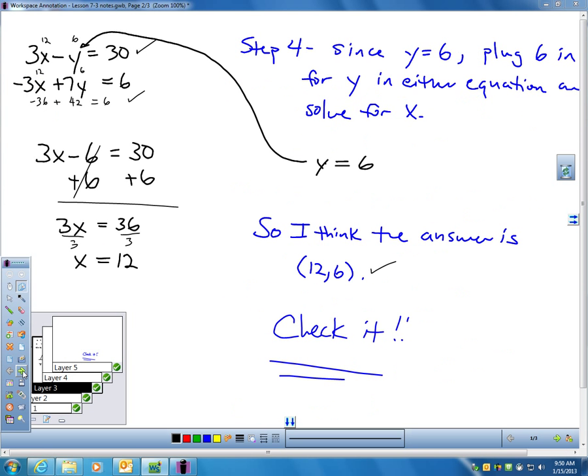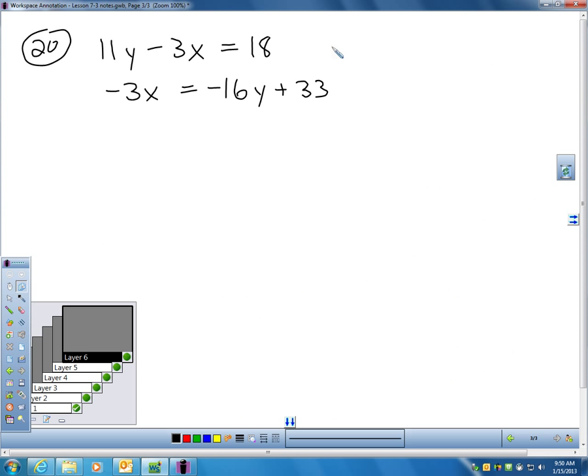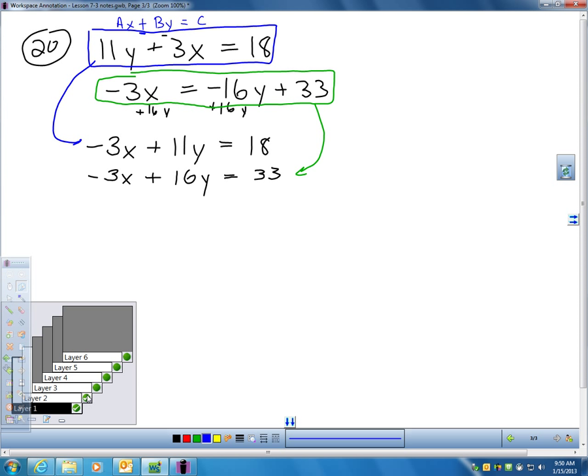I picked 20 for a reason, because you notice in 20, the first equation is not written in standard form. Remember, standard form looks like ax plus by, plus or minus, it doesn't matter, equals c. Right now I don't have the x's first, the y second, and the constants last in the first equation, and I certainly don't have it that way in the second equation. So I have to make an adjustment here.